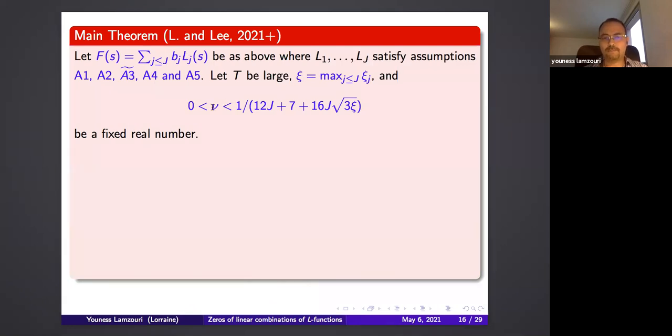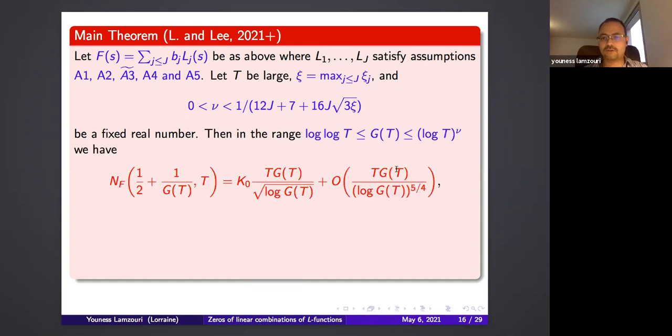And ν is a number which can go up to roughly a constant divided by J, where J is the number of L functions in your linear combination. It depends also on ξ, but if you take L functions which are fixed and you make J grow, then roughly you can see ν as being of the size 1 over J. Then in the range G(T) between log T and (log T) to this power ν, we have an exact asymptotic formula for the number of zeros of the linear combination to the right of 1/2 plus 1 over G(T). So you get exactly the main term of Hedgehog's conjecture, T·G(T) divided by square root of log G(T), with a logarithmic saving of G(T) in the error term.